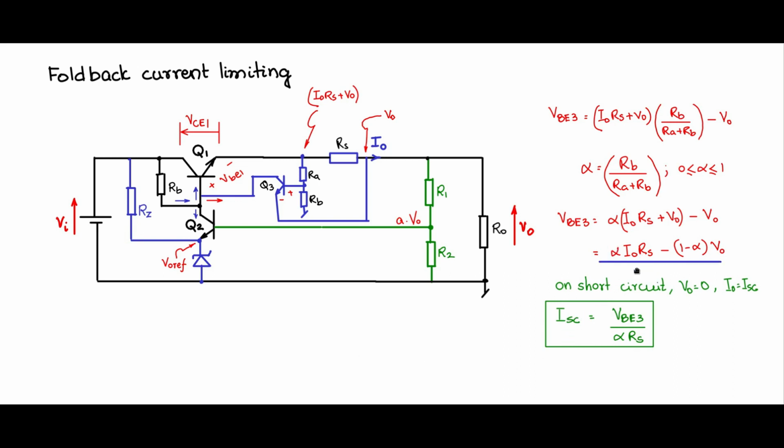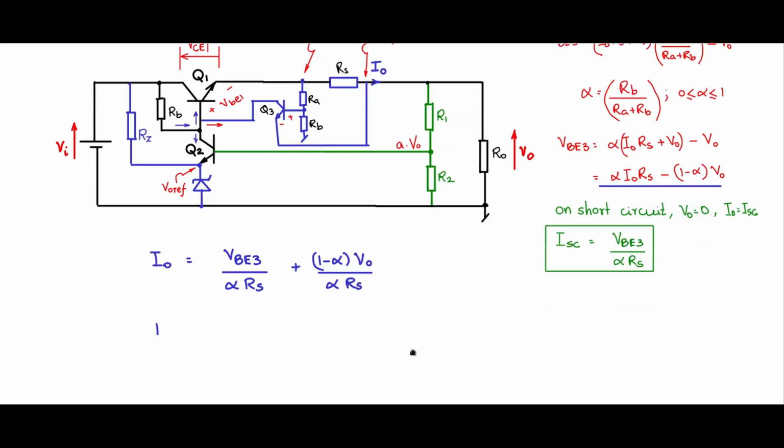Now consider this equation. So I can now write I naught equals VBE3 divided by alpha RS plus, bringing this term onto this side, 1 minus alpha V naught by alpha RS. Now in this equation, you have VBE3 by alpha RS, which we have defined as ISC, short circuit current. So I will write I naught as ISC, short circuit current, plus 1 minus alpha V naught by alpha RS.